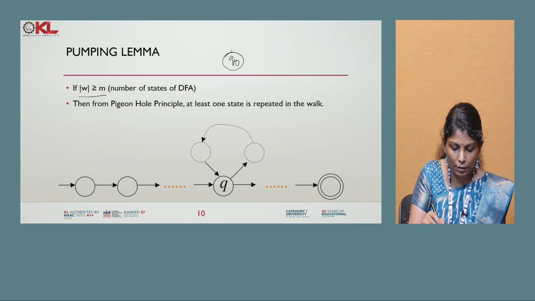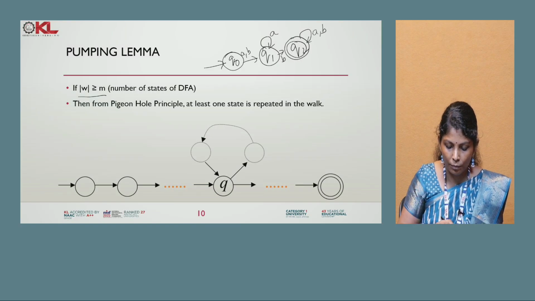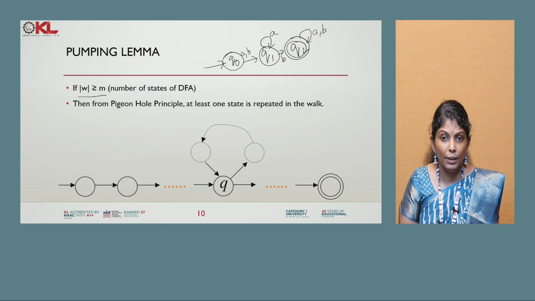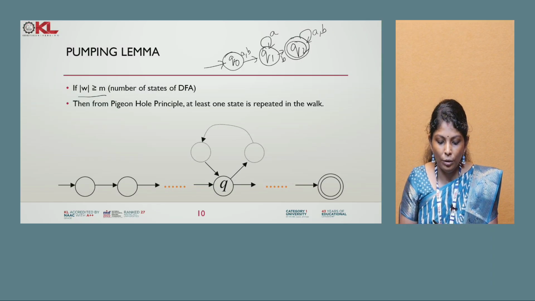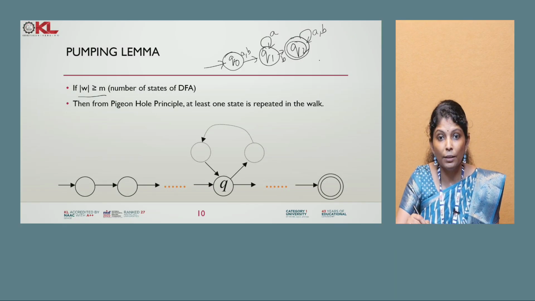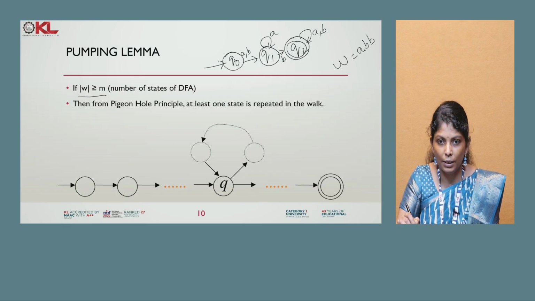Okay, so we have states Q0, Q1, Q2. Only three states. Q0 is the initial state, and the transitions are labeled A, B, and this is B, this is A, like that. Assume that this is a DFA that accepts any string which contains at least one B. That is the language. So in this case, the number of states is 3. If W is equal to ABB, it should be accepted because it contains at least one B.